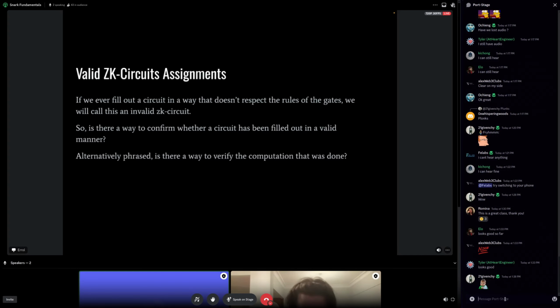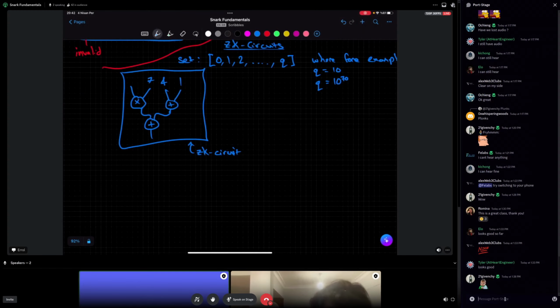Similar to before, we can have invalid ZK circuits. So in the AND gate example, if you have a 0 and a 1, your output has to be 0. It can't be 1. Same here. If we put a 4 and a 1 there, and we put 6 as the output wire for the plus gate, you're not doing addition, right? It's kind of gibberish. You're not talking in a logical way to us. If we put a 6 there, this is going to be an invalid ZK circuit, right?